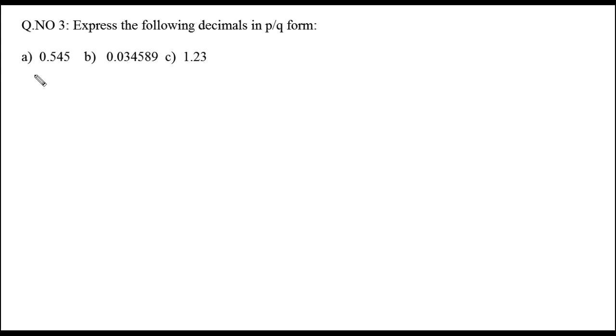From the question itself we can understand that these are terminating decimals. So now let's convert these terminating decimals into P by Q form. The first one is 0.545.